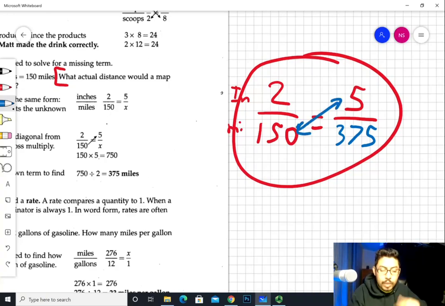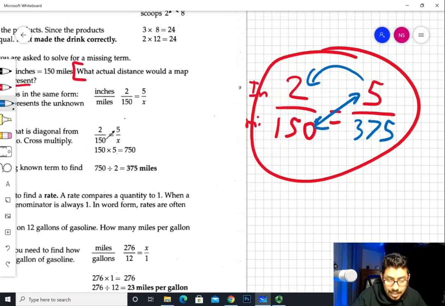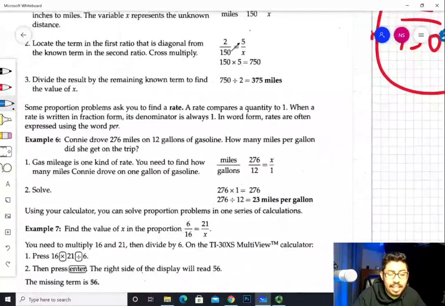Cross multiply, we got 750. Divided by 2 gave me my answer, 375. The math is the easy part, my friends. You cross multiply, then divide. Simple. The difficult part of proportions is the setup, where they give you that word problem and you're supposed to write out your first ratio equals the other ratio, that second ratio with a missing variable. That is the hard part to the proportions. I admit that. And the only way you guys are going to get this down is by just doing a whole bunch of examples.